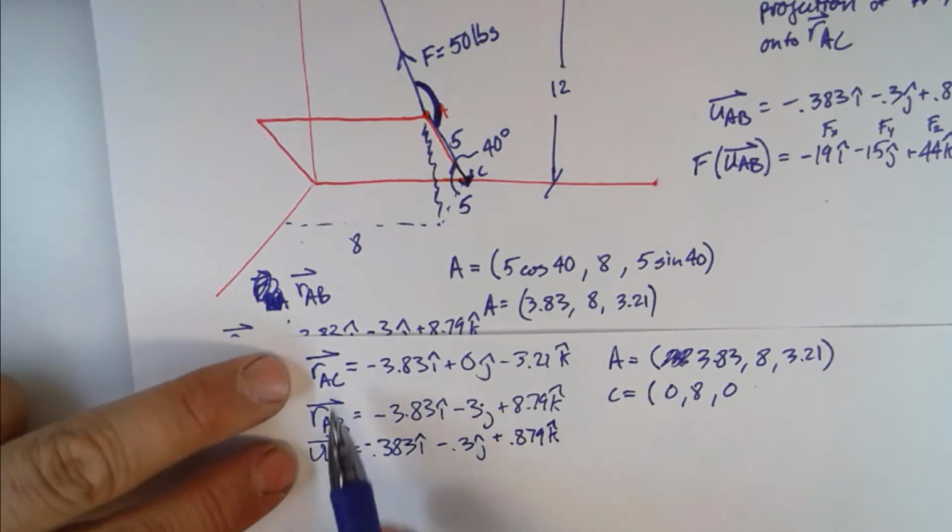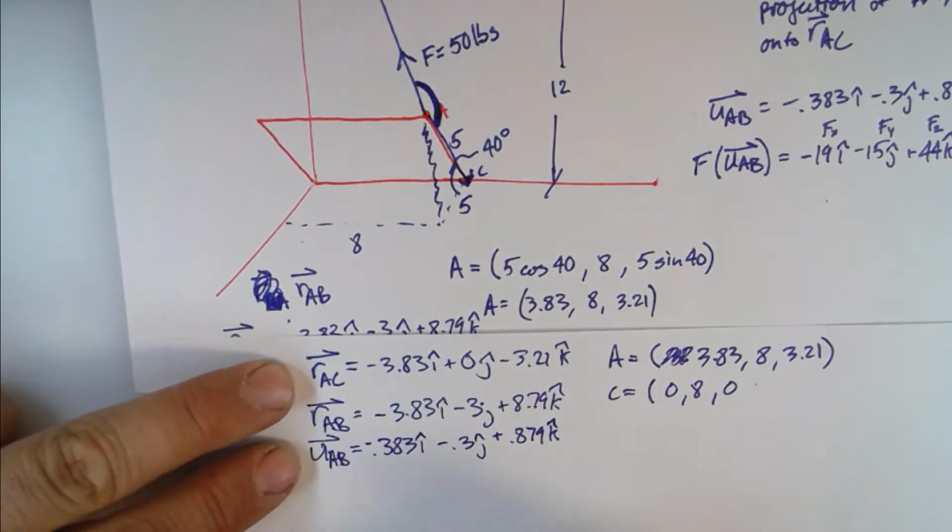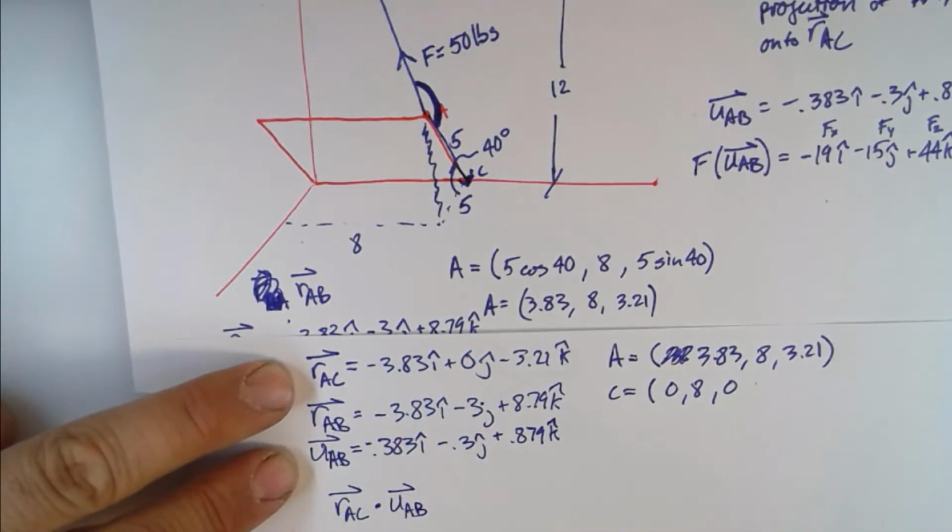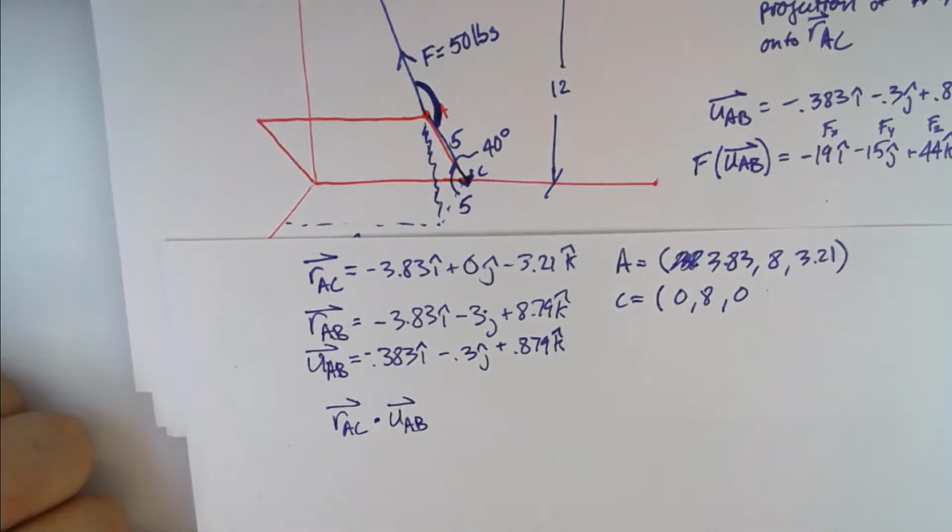So if we want to find the projection of RAC onto UAB, we just do RAC dotted with UAB. Oops, can't see what I wrote. Sorry about that. Why are we using UAB? Why are we using the unit vector? Because it won't change the magnitude. If we use the full vector, it doesn't give you the amount of AC that lies along UAB. Let's do it this way, and then we'll do it using RAB, and you'll see that it changes it by its magnitude.